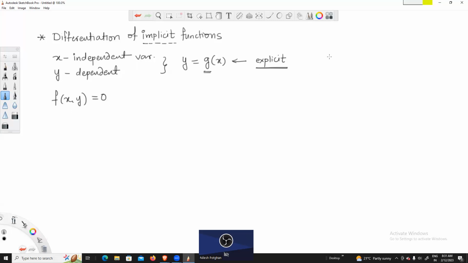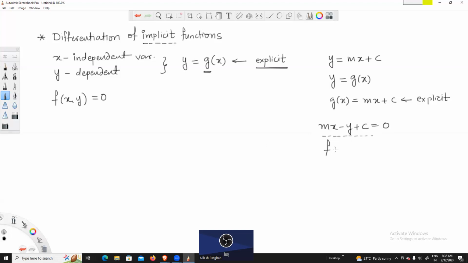Suppose, for example, I write a simple equation, a straight line, y equals mx plus c. Here I can write y as a function g of x, where this g of x is defined as mx plus c, where m and c are constants. This is called the explicit form. But if I write the same equation as mx minus y plus c equals 0, then I can call this the implicit form. So this I can write as f of x comma y equal to 0.